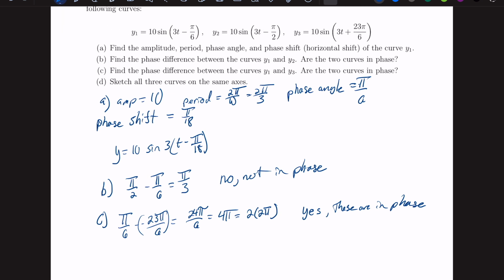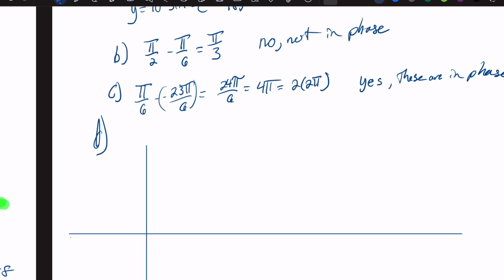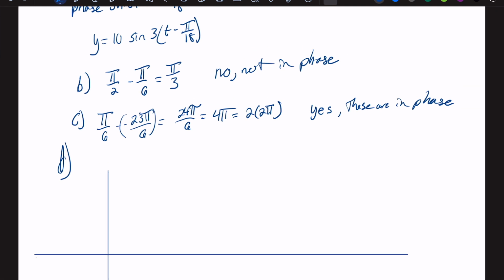All right, it says graph all three curves on the same axis. So let's do that. That is D. All right, so I'm going to graph all three of these on the same axis. So here, notice we have it written like this. That makes it easier to graph. So again, how to graph this? We go up 10, we go down 10.